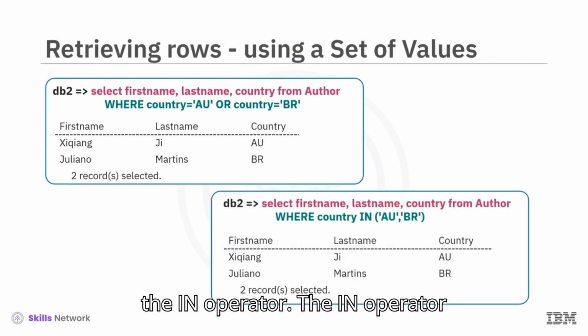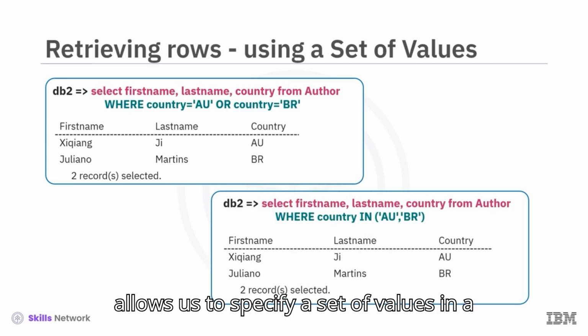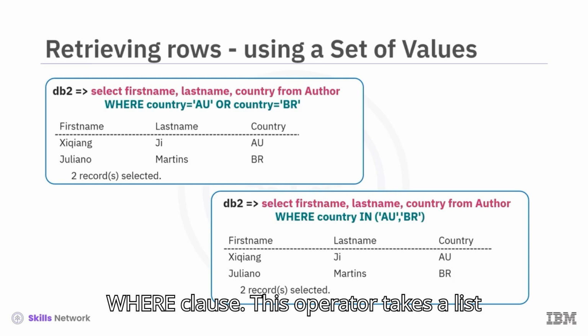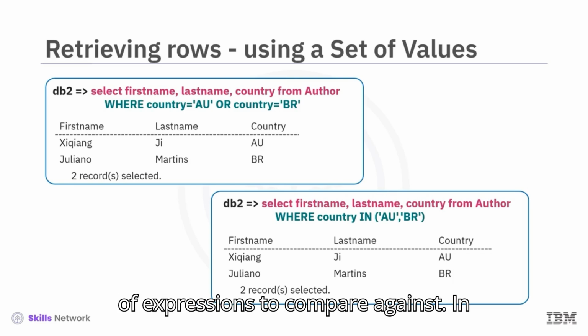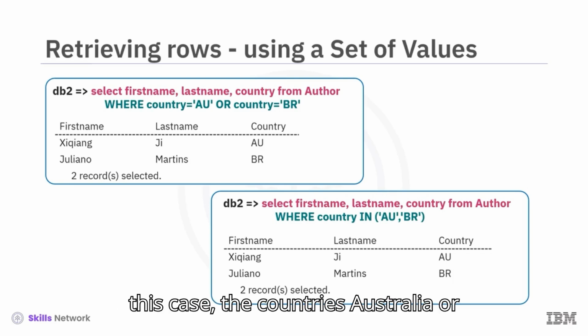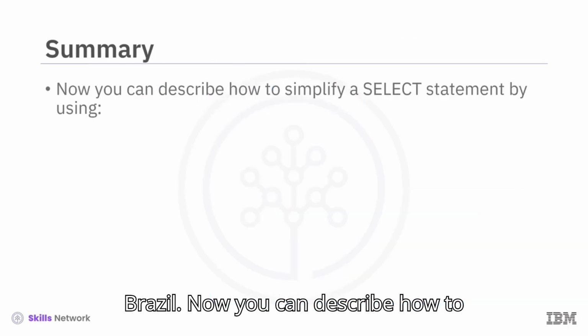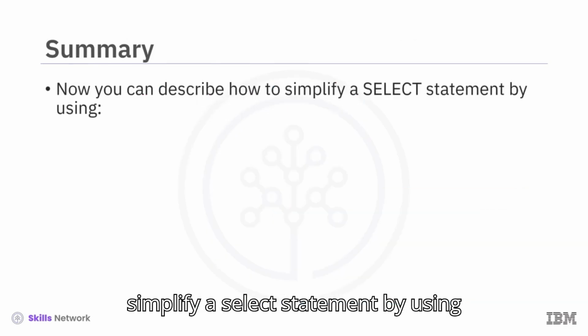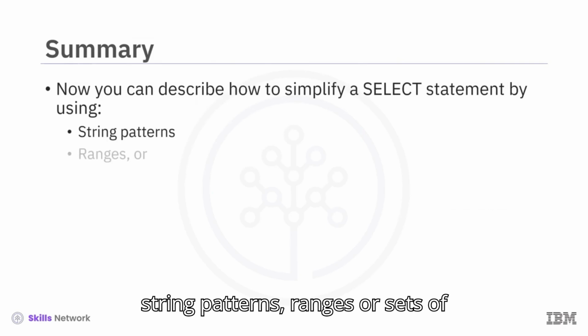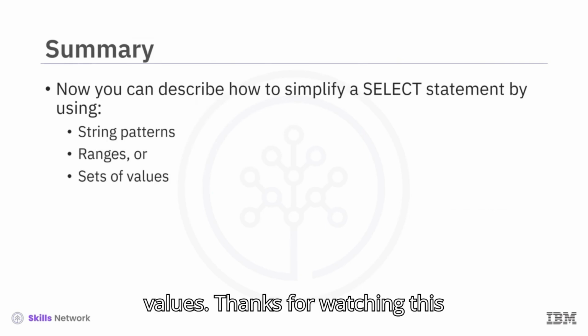Instead, we can use the in operator. The in operator allows us to specify a set of values in a where clause. This operator takes a list of expressions to compare against. In this case, the countries Australia or Brazil. Now you can describe how to simplify a select statement by using string patterns, ranges, or sets of values.